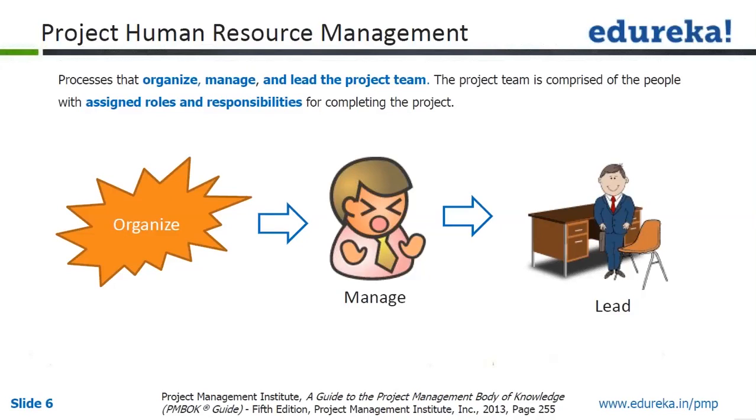What is project human resource management? It is the process that organizes, manages, and leads the project team. The project team is comprised of people with assigned roles and responsibilities for completing the project. So you have to organize, you have to manage. Essentially, you are the leader and you are looked up to.